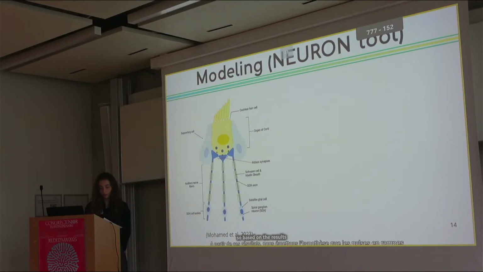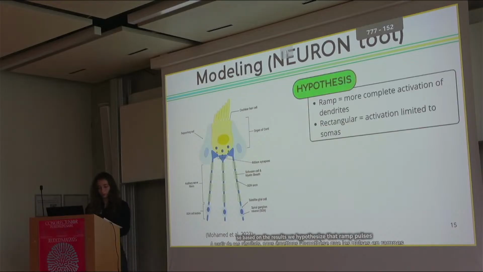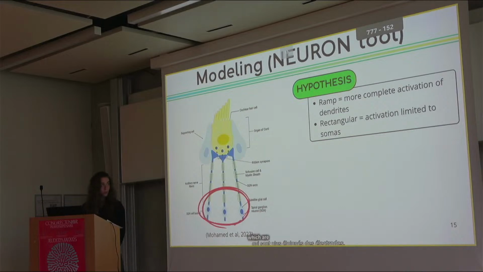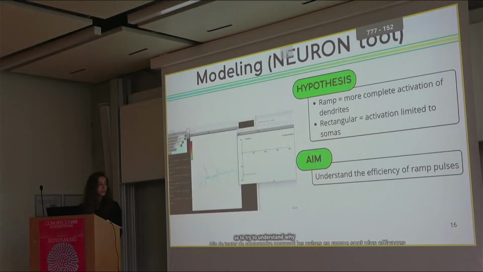Based on the results, we hypothesized that round pulses more completely activate the dendrites of neurons, whereas rectangular pulses would only activate the axons, which are further from the electrodes. So to try to understand why round pulses are more effective, modeling the activation of auditory nerve fibers by different forms of pulses seems necessary at this stage of the research.